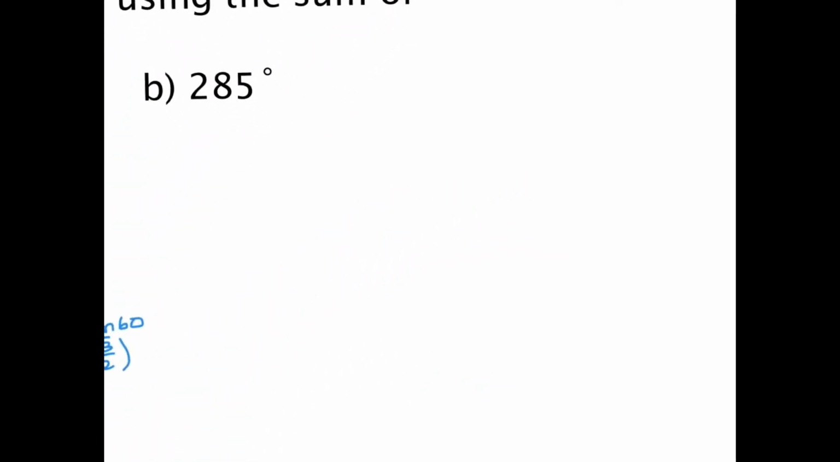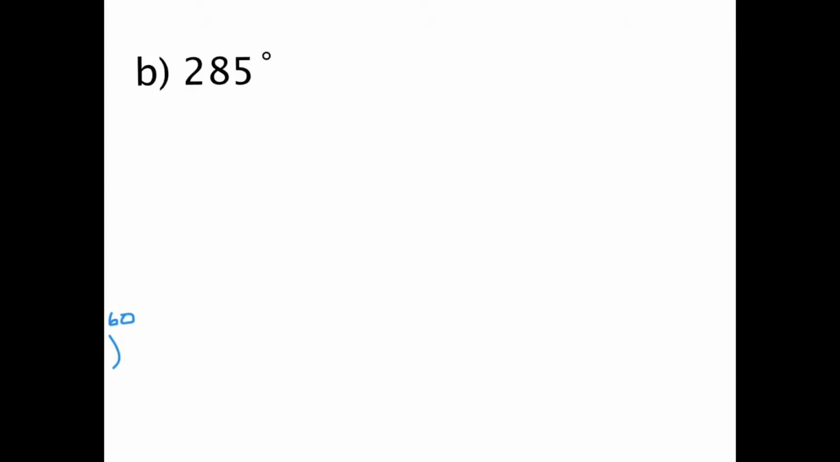All right, B. So again, now we've got to come up with two angles that add or subtract to give me 285. And again, there's a 5 in there. If I subtracted out 45, I'd have 240, which is on my unit circle. So I can make that the sum of 240 and 45. And again, order doesn't matter here because that can get switched around.